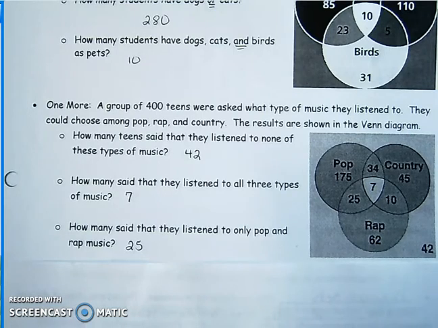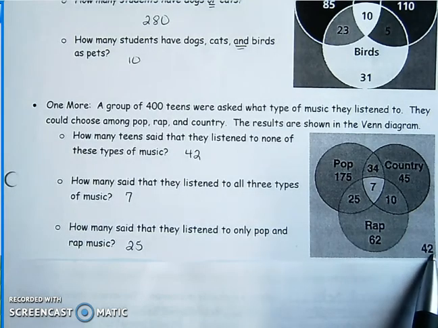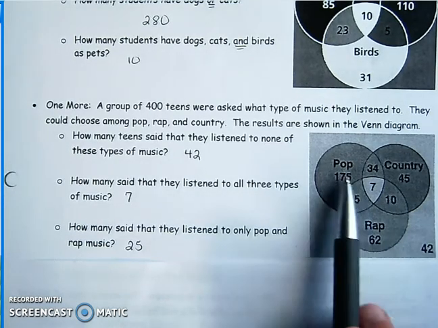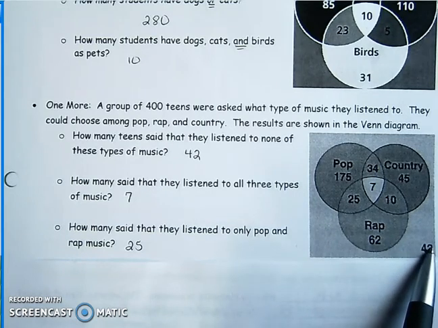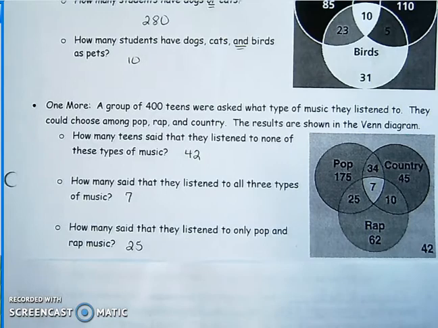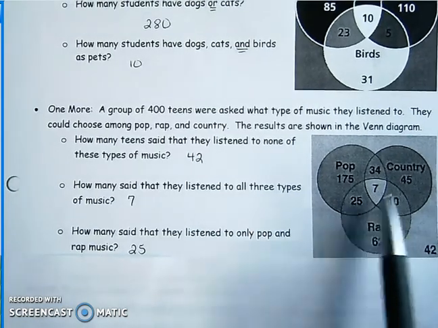How many teens said that they listened to none of the types of music? Well, that's just a little number over here, the 42. If you didn't fit within a bubble, 42, these people over here were like, I don't like any of them. How many said they listened to all 3? That would be the intersection of all 3, 7.